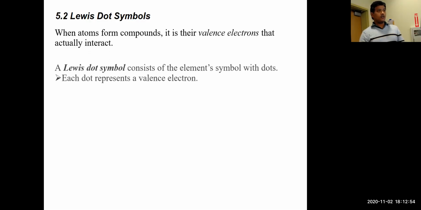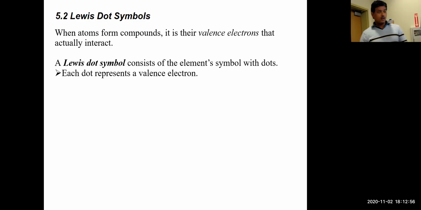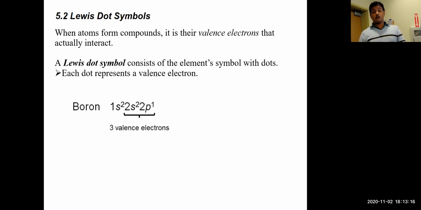So let's see what we are going to learn about Lewis dot symbols. Basically, the Lewis dot symbols consist of element symbols with dots. For an element, we use the dot symbols to represent the valence electrons present for each atom. Let's look at the simple example of boron.